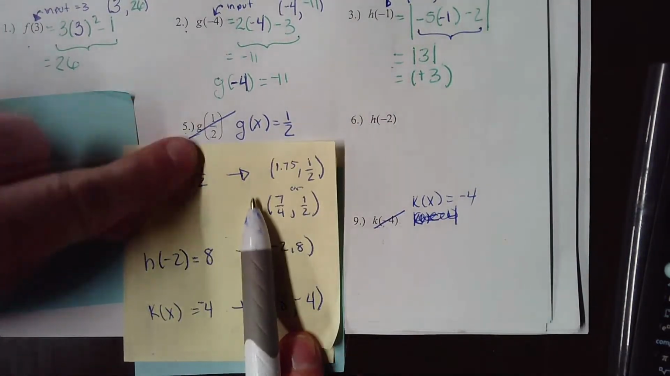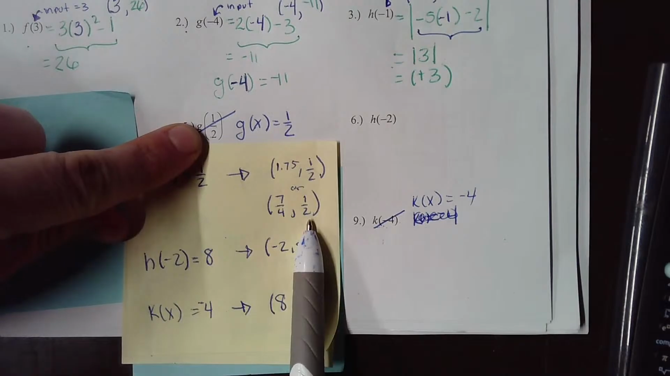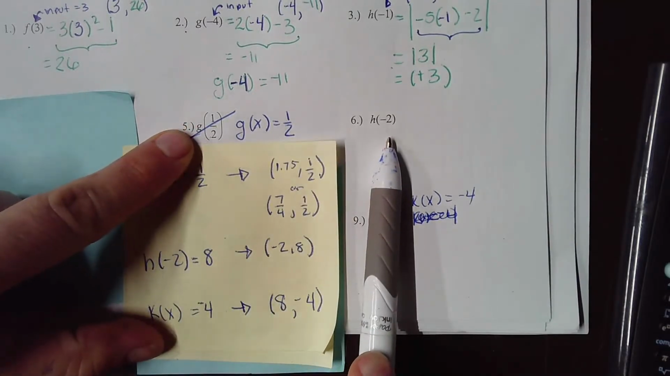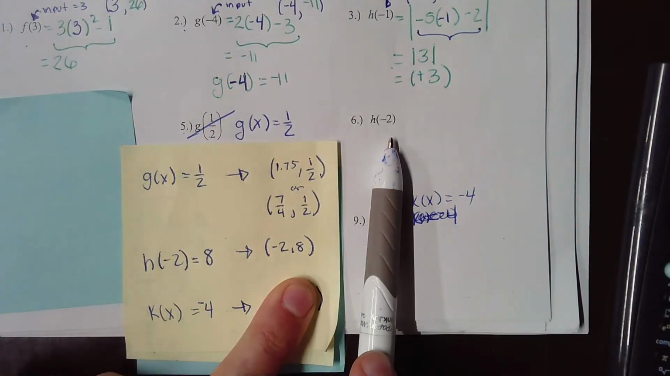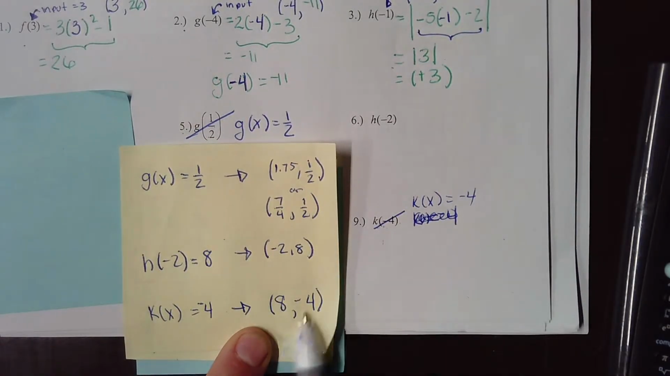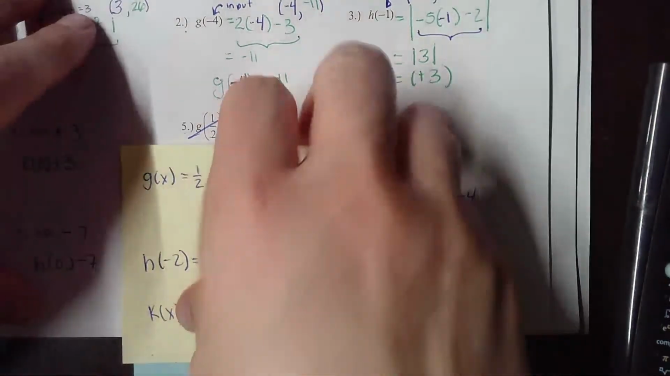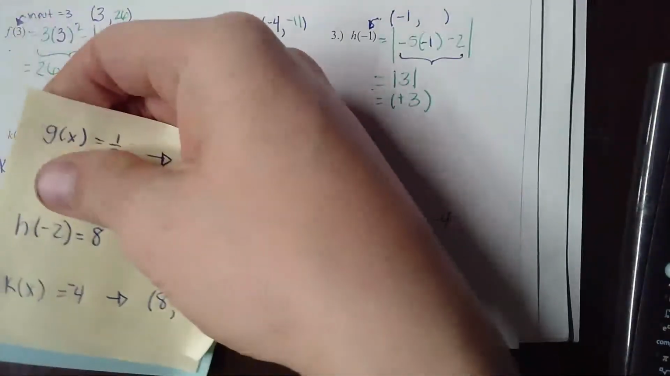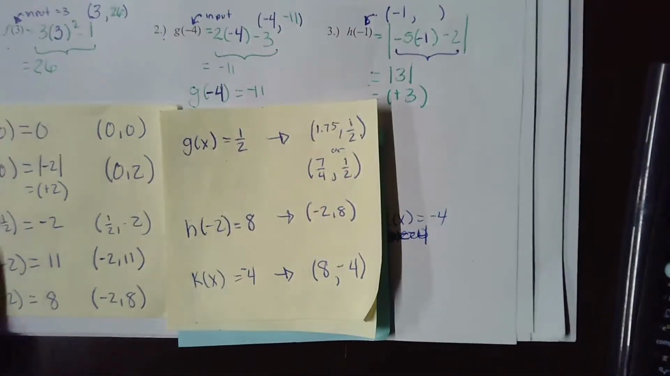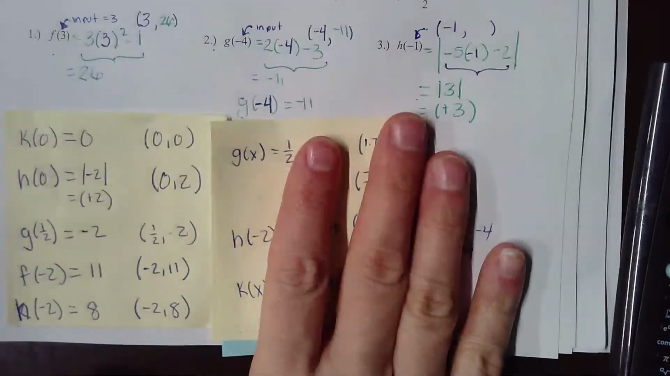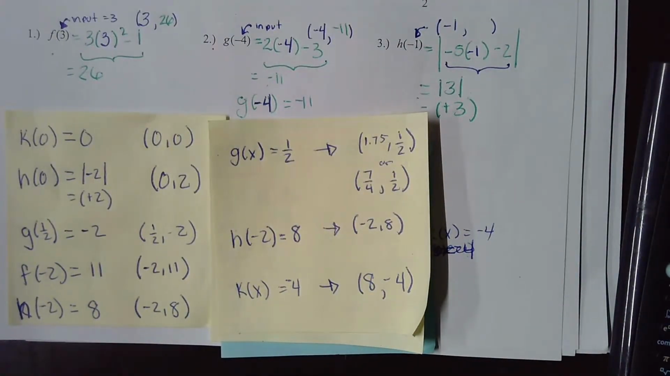G at x equals 1/2. I got 7/4 or 1.75. Double checking your 6, -2, 8. And if k at x equals -4, I get 8, -4. Here are the rest of the answers for the problems that you've been doing on this page. Double check which one goes where. Pause the video if you need to.